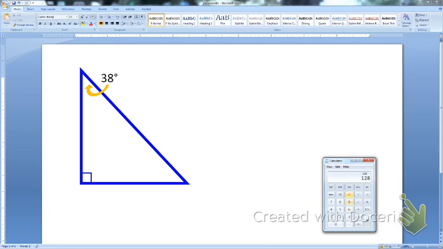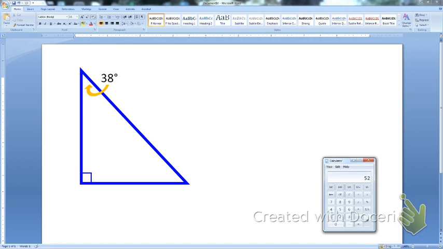Now before I show you the answer over here, I want to show you that that's not the only way you can solve this problem. If we wanted to, we could also start with 180 and take away both of the angles that we know. We know 90, so we can subtract 90. And if you can see at the top of the calculator, it's going to show us our number sentence as we go. Then we can also take away the other angle we know, which is 38. Our answer is 52. Let's see if we get 52 the other way. 180 take away 128. Still 52.